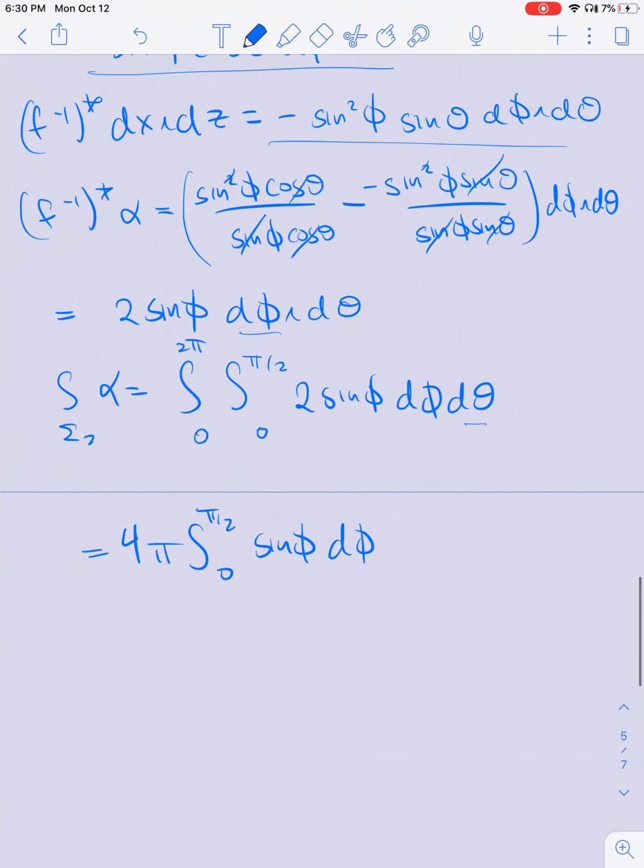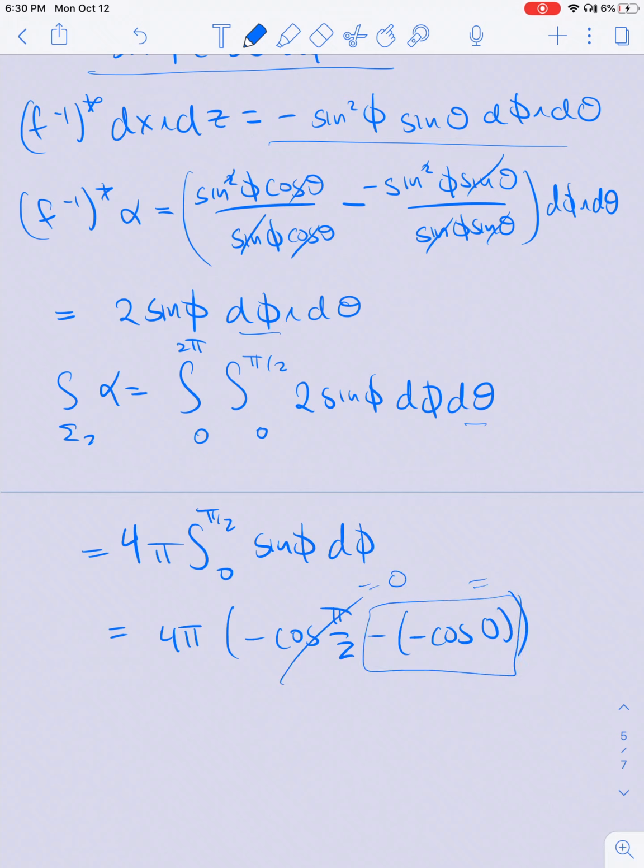And then this integral is just 4 pi times, let's see, negative cosine of pi over 2, minus negative cosine of 0, which this is equal to 0, and this is 1. So I get 4 pi, which is exactly what Fortney gets in the book using a different parameterization.